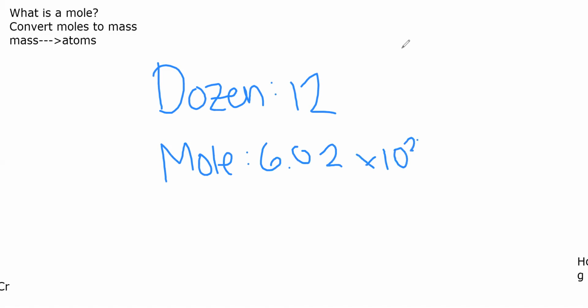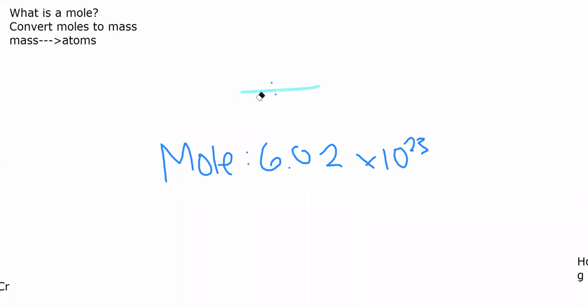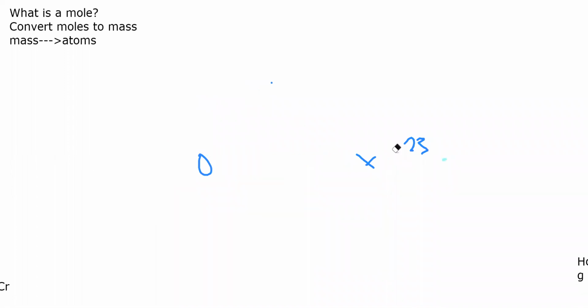10 to the 23rd. That's the number. 6.02 times 10 to the 23rd. So if you had a mole of, I don't know, books, you'd have a ton of books. So, yeah, that's pretty much all you need to know. And that is Avogadro's number, 6.02 times 10 to the 23rd. Okay, let's erase that.